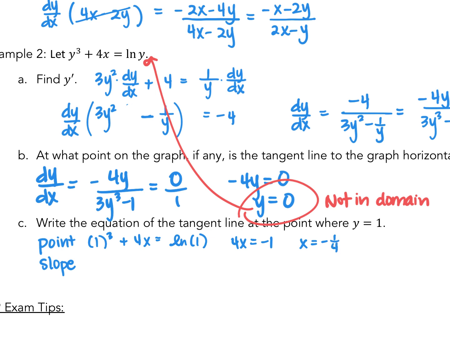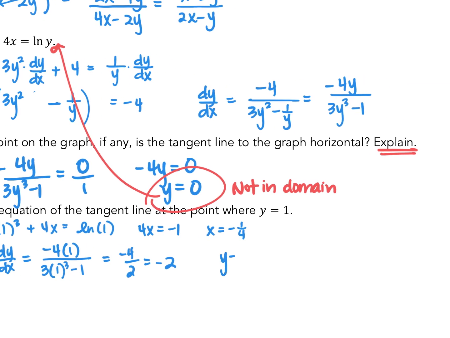And then for the slope, dy/dx, we'll use our derivative. So negative 4 times y, which is 1, over 3 times 1 cubed, minus 1. So we have negative 4 over 2, so negative 2. Overall our tangent line is y minus 1 equals negative 2, the slope, times x plus 1/4. And remember, we talked about yesterday, you don't have to waste your time simplifying. That is a valid answer.